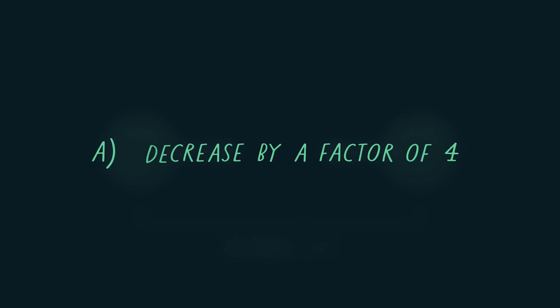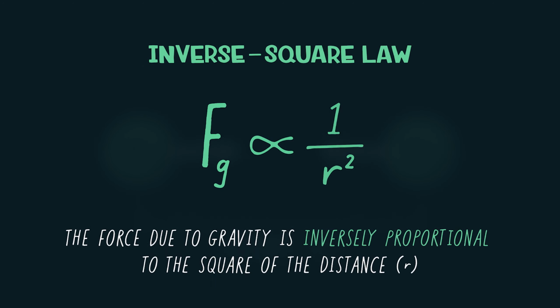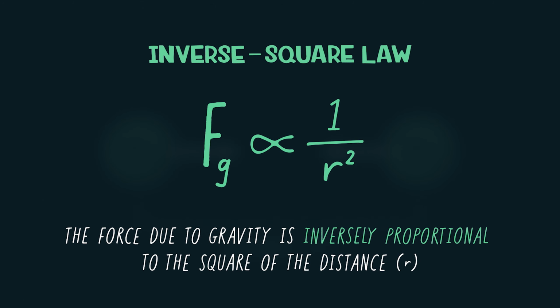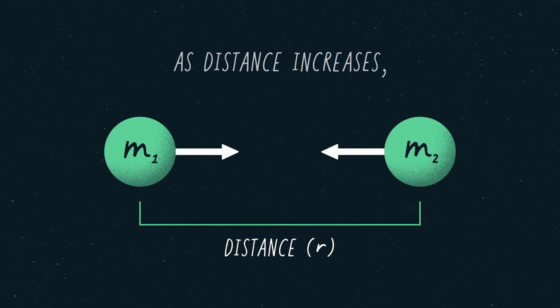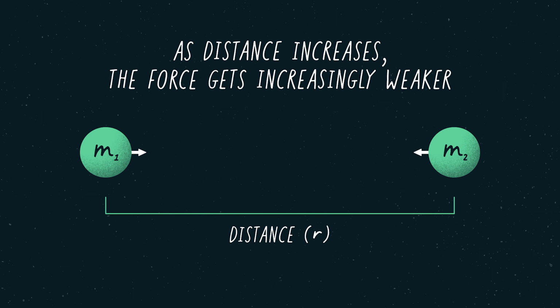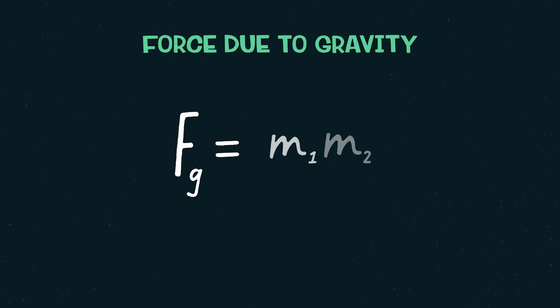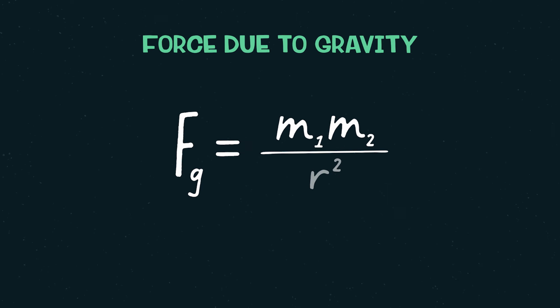Newton realized that gravity follows an inverse square law, meaning the force due to gravity is inversely proportional to the square of the distance between the centers of each mass. This means that as the masses move farther from each other, the force gets increasingly weaker. Together, these relationships gave us the universal formula for gravitation. The force between two masses due to gravity is equal to the product of both masses divided by the square of the distance between their centers.